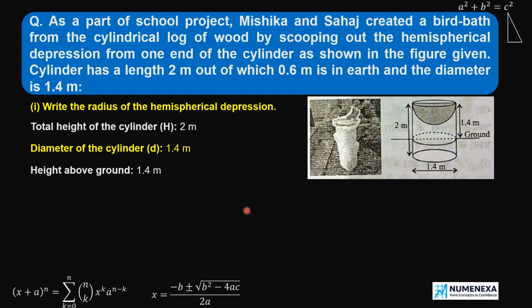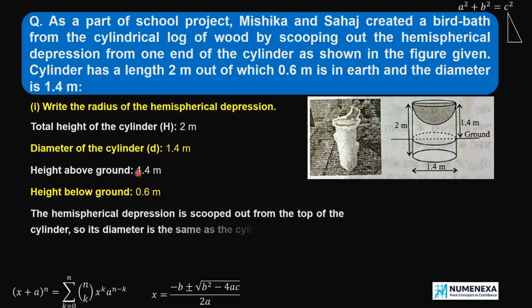Now the height below the ground is given to be 0.6, and height above the ground definitely will be the total height of cylinder minus height below the ground. So 2 minus 0.6 will give you 1.4 meter. And the first question we need to answer is to find the radius of the hemispherical depression. So as you can see here, the hemispherical depression is scooped out from the top of the cylinder, as you can see here in the figure.